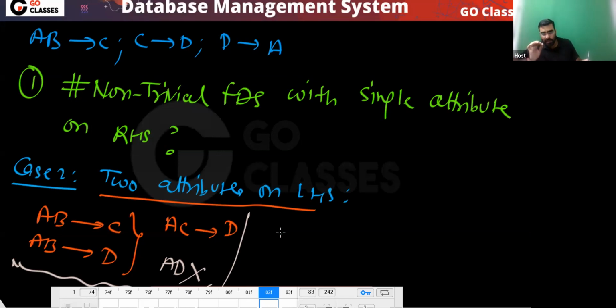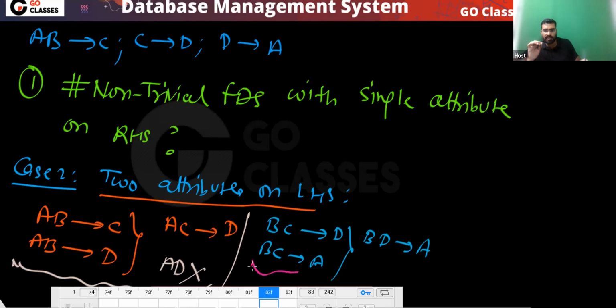Now forget about A. What about BC? What will BC give you? BC is going to give you D and A. So 2 you got because of BC. And because of BD, what are you going to get? Because of BD, you are going to get A. So finally, because of B, you will get 3.